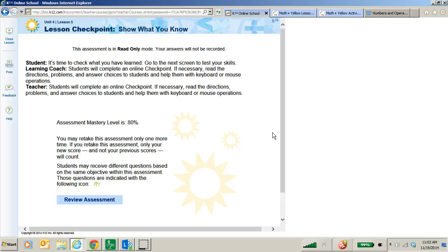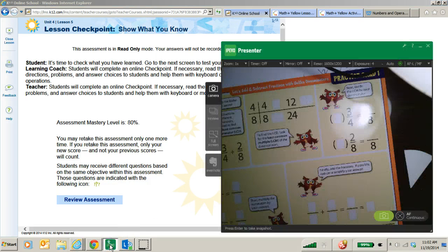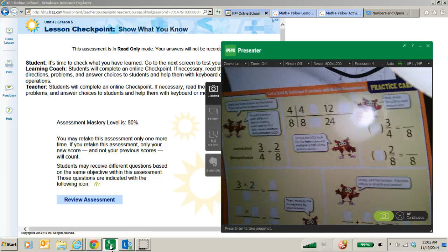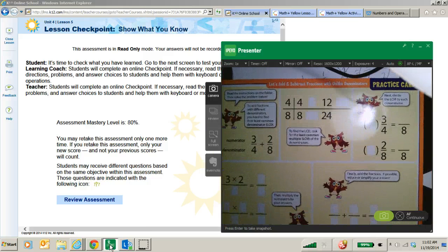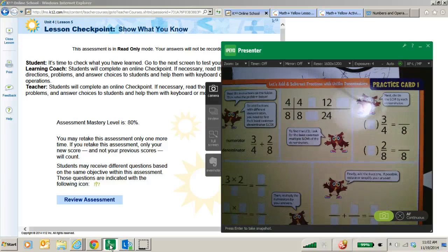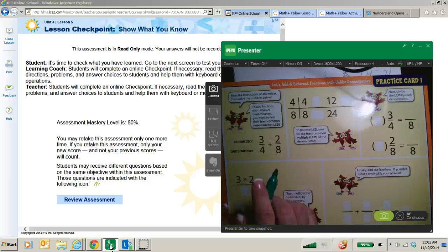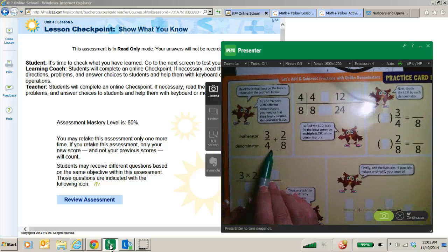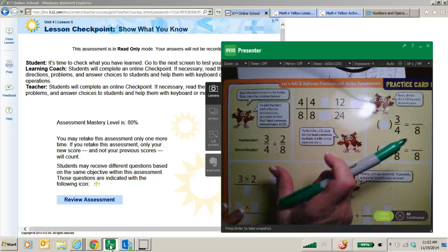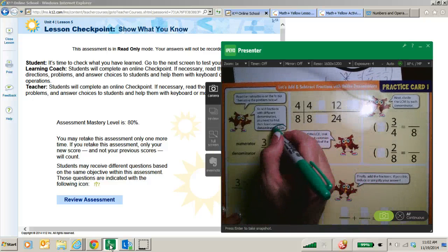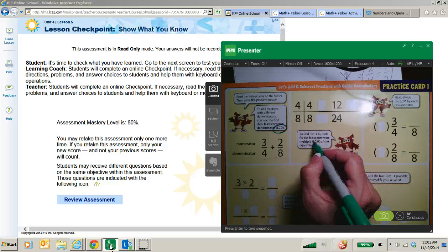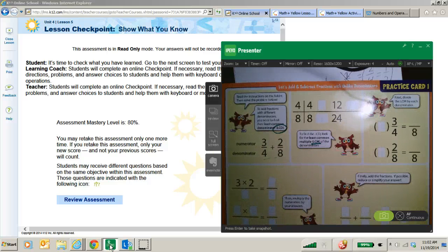So what I'm going to do is pull out my document camera just to review a little bit with you. Here, and this is what you're going to also see in the OLS, you can see that there are fractions that are added and the denominators are not the same. And so we want to find that least common denominator, or that least common multiple, so that we can have the same denominator on both.